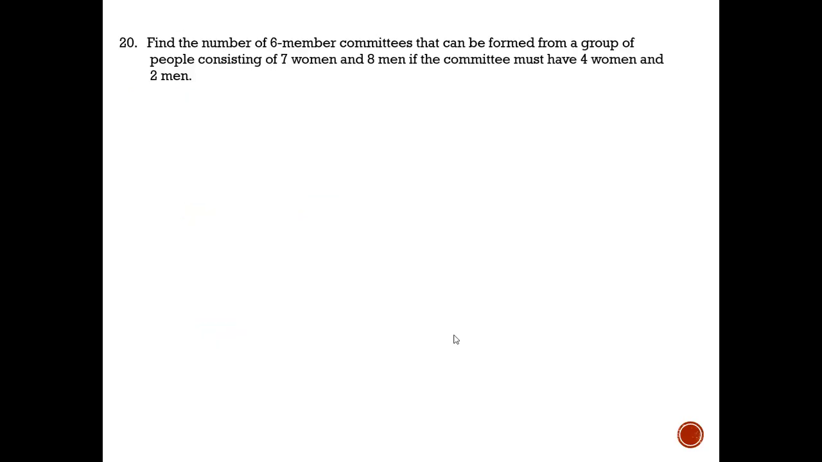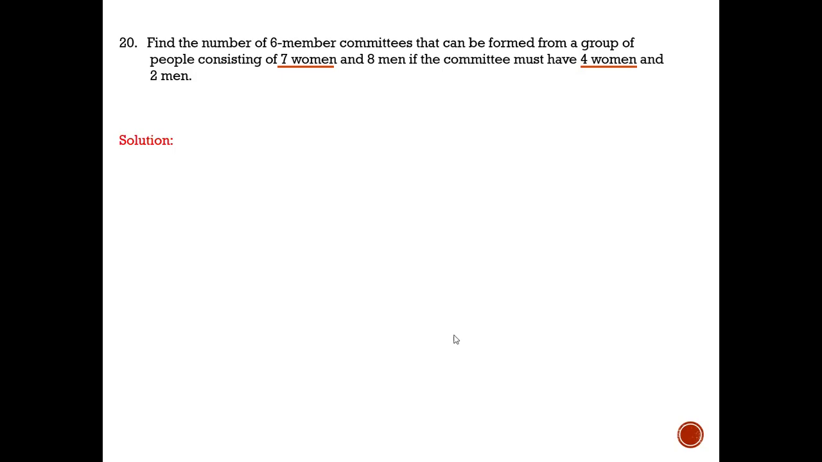Okay, so let's do another one. We're going to find the number of 6-member committees that can be formed from a group of people consisting of 7 women and 8 men if the committee must have 4 women and 2 men. So how do we start working on this one? Solution. Well, let's look at it. We have 7 women and we want 4.